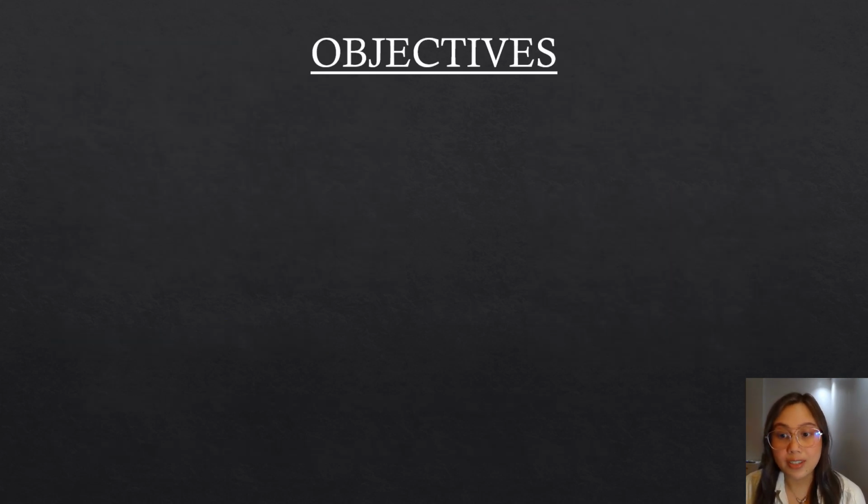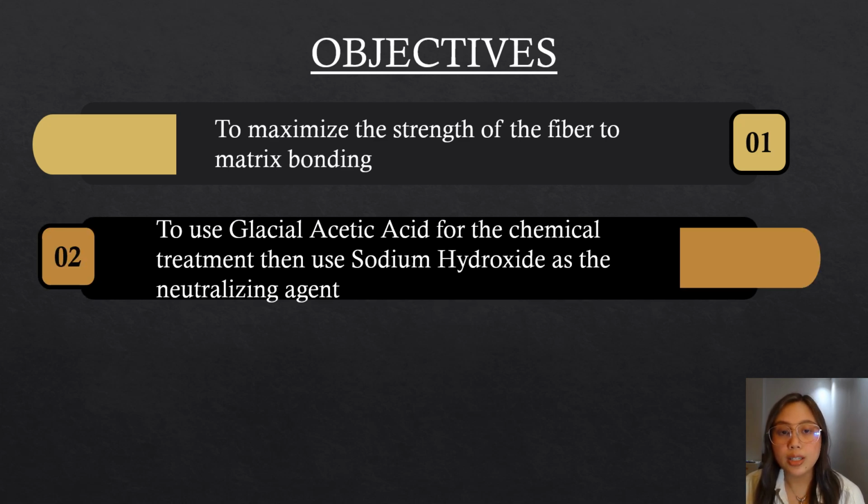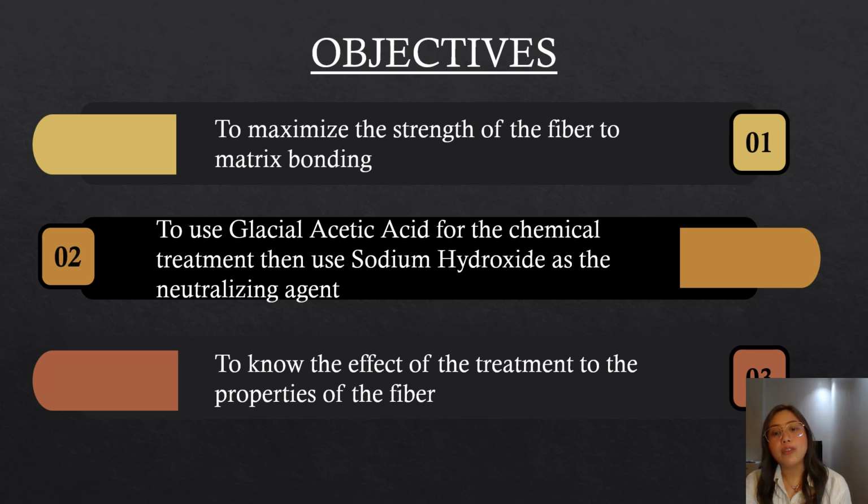What are the objectives of this study? It is to maximize the strength of the fiber to matrix bonding, to use glacial acetic acid for the chemical treatment, then use sodium hydroxide as the neutralizing agent, and lastly, to know the effect of the treatment on the properties of the fiber.